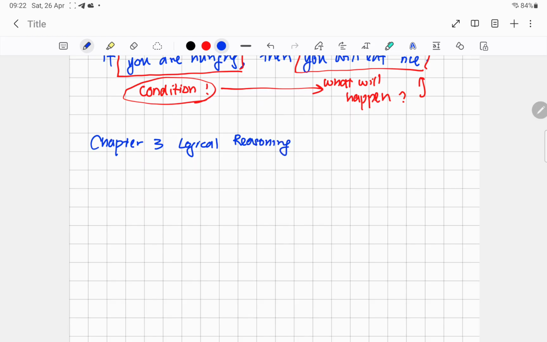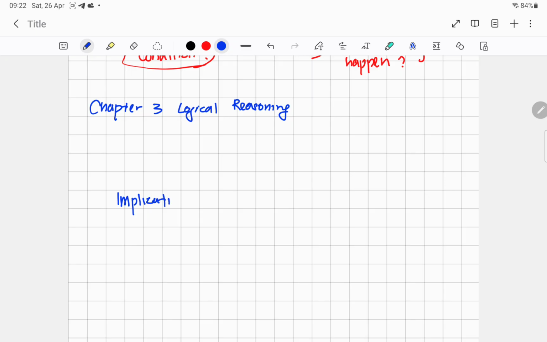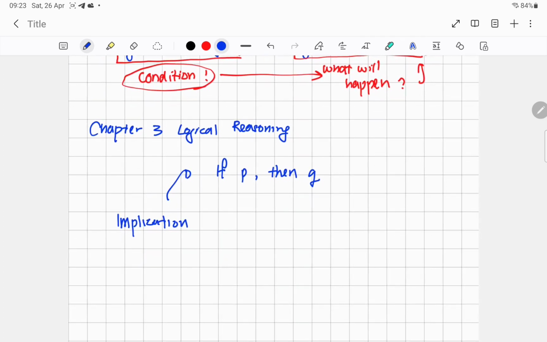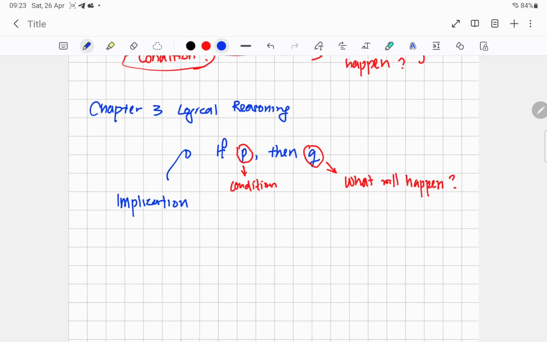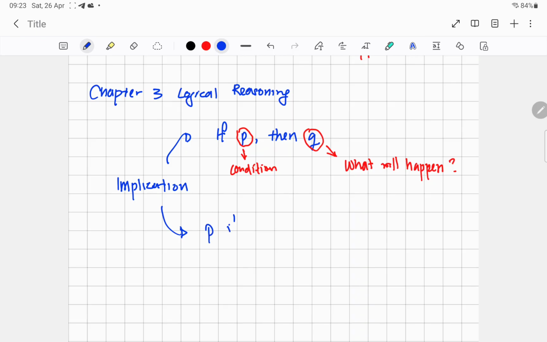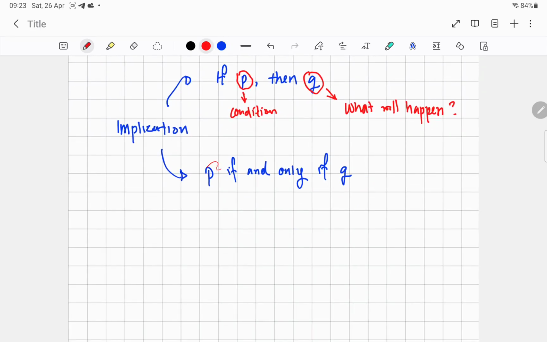We will have two types of implication. One type is we call if P then Q, complete implication. So this P is the condition, and the Q here is what will happen. Next, we have another type, P if and only if Q. So this is your condition, and this is what will happen.